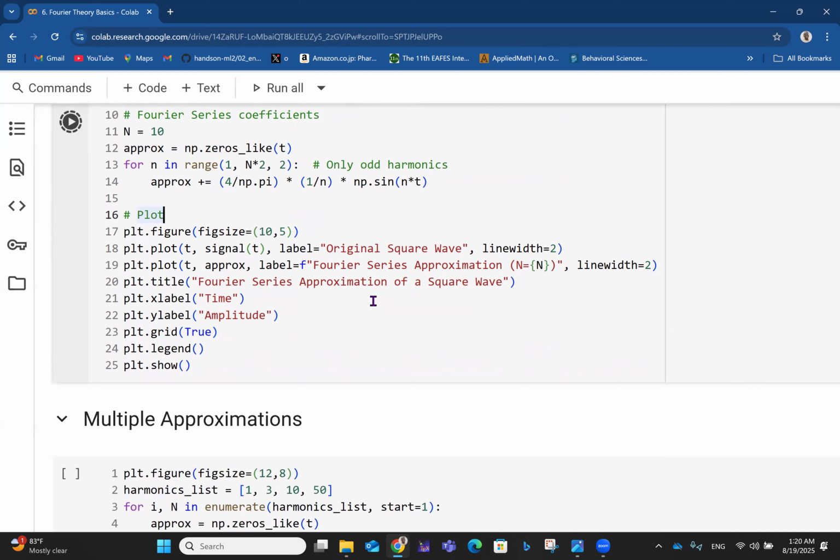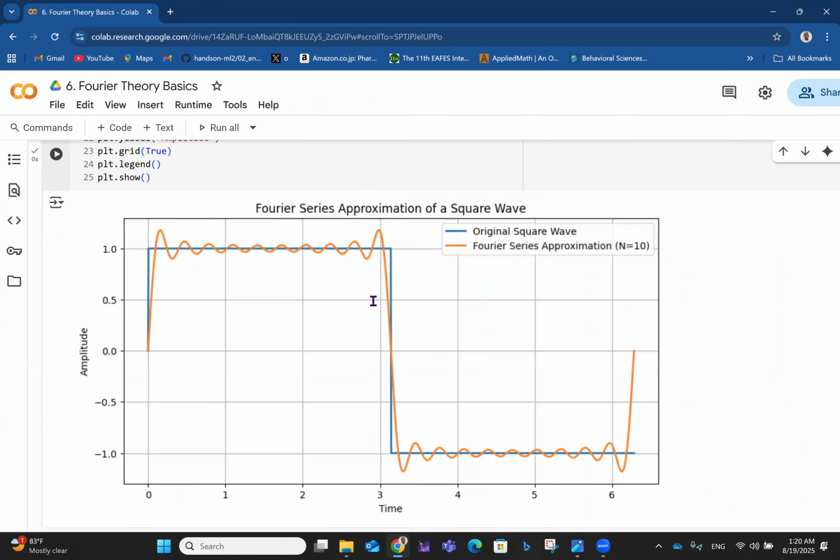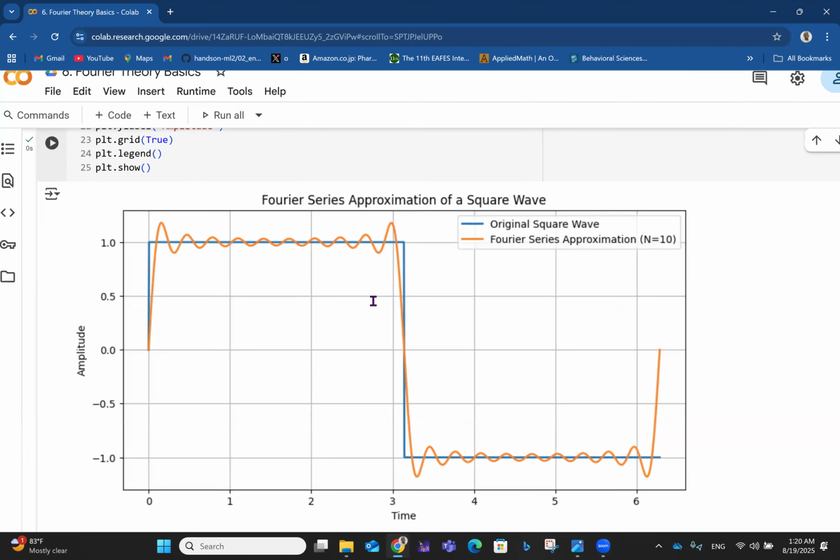Okay, so I run this. Of course, when you're running Google Colab for the first time, it takes a bit of time. So you see what this is like. This is the Fourier series approximation of a square wave. The original wave is in blue, so you can see that's more like a perfect square. And then you have the Fourier series approximation for n equals 10.